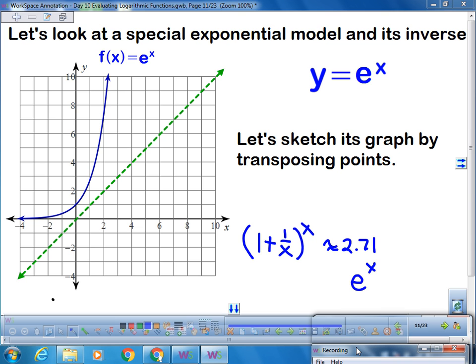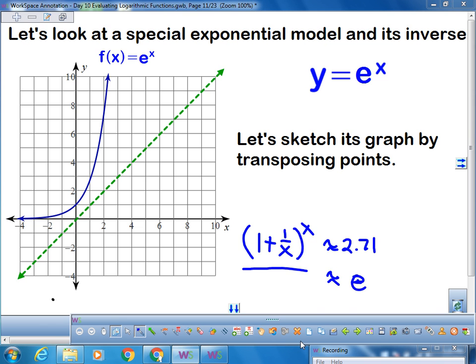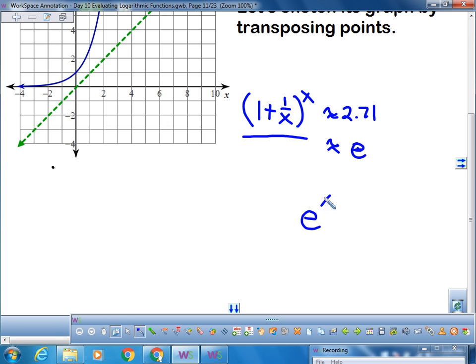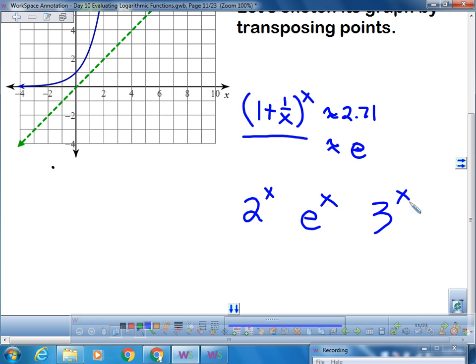Okay, so we talked about this on Monday. We said that as I put bigger and bigger numbers in for x, things approach 2.7, or 2.71. We call that e. So e is approximately 2.71, and e to the x happens to be in between 2 to the x and 3 to the x. And you should recognize these exponential models, right? 2 to the x is one of our most basic exponential models with a base of 2. 3 to the x is just a little bit steeper.